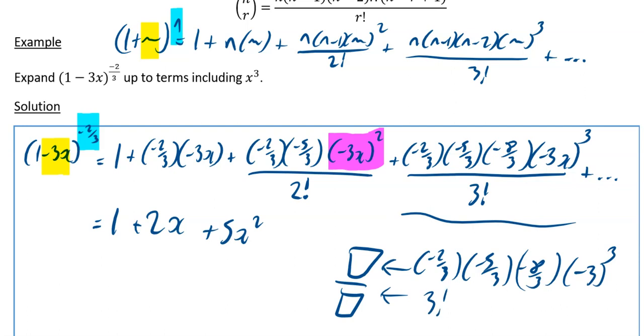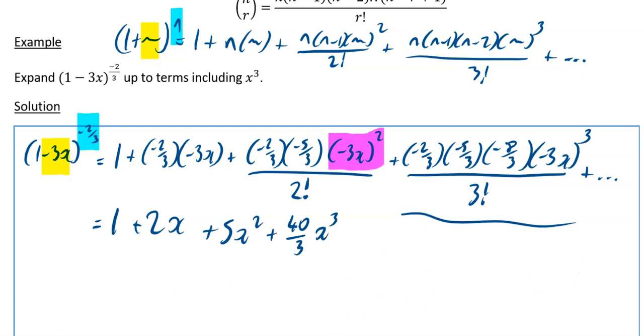And when I did that again, it came out as 40 over 3. And then remember, you've still got your x cubed term as well, and then plus dot, dot, dot. Okay, it doesn't ask for it in this term, in this sequence, but we'll just show it.